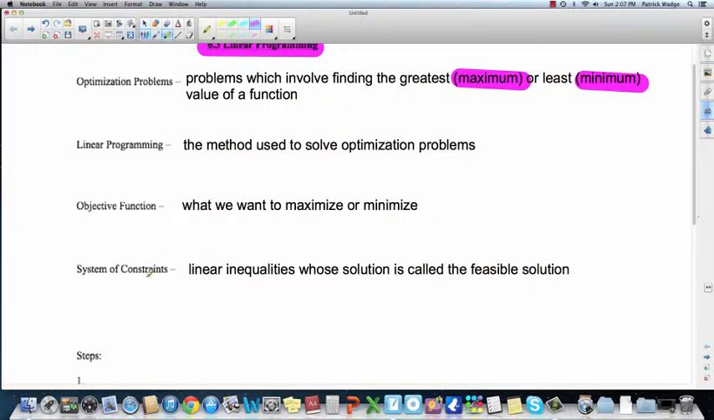The system of constraints are the things that hold us back, and they're linear inequalities. Remember, that's what we graphed last time when we had the half planes being graphed. Linear inequalities whose solution is called the feasible solution. If something's feasible, it's possible. It's imaginable. So with my pencil and pens example, chances are that 10 billion pens doesn't fit in the feasible solution, because it's too much money to get all those pens and too many man hours to make all those pens and all that kind of stuff.